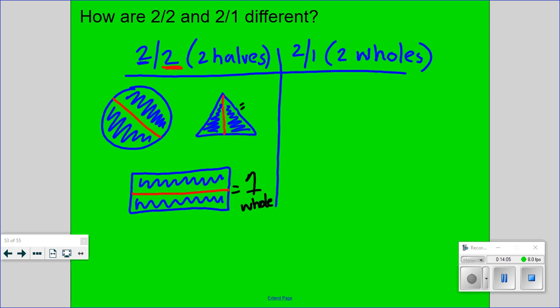1 whole. The whole thing is colored in. This one's also equal to 1 whole. The whole thing is colored in. This is equal to 1 whole. The whole thing is colored in.